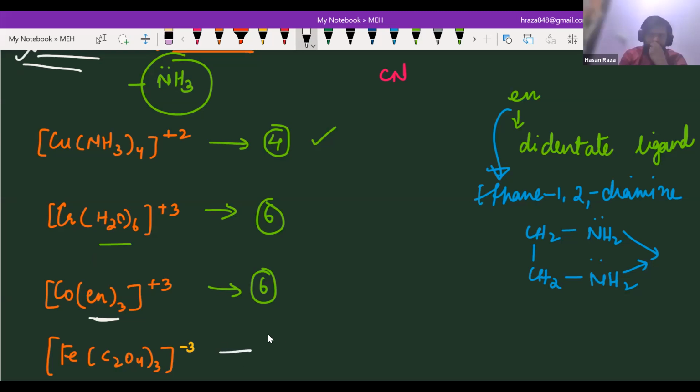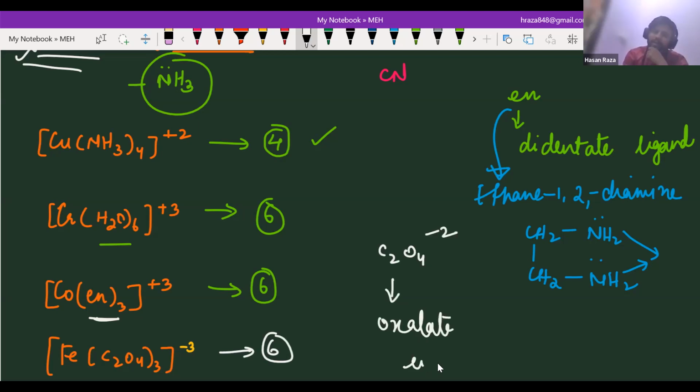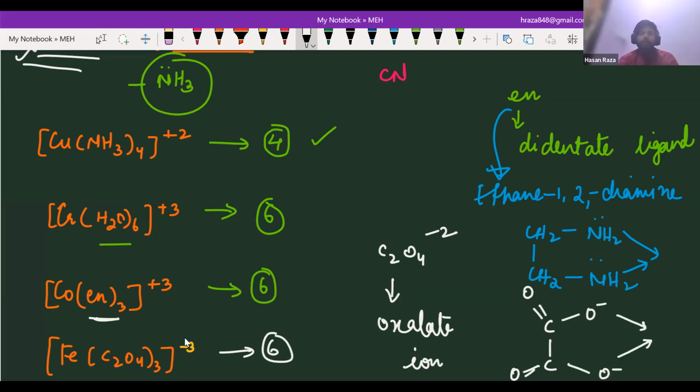And its coordination number is also 6, because this C2O4 minus 2 is basically known as oxalate ion. It can alone form two coordinate bonds, and its structure is C double bond O, C double bond O, and then O negative and O negative. It alone can form two coordinate bonds. So if one C2O4 can form two coordinate bonds, how many coordinate bonds will be formed by three C2O4? 6 or not? Yes, sir.